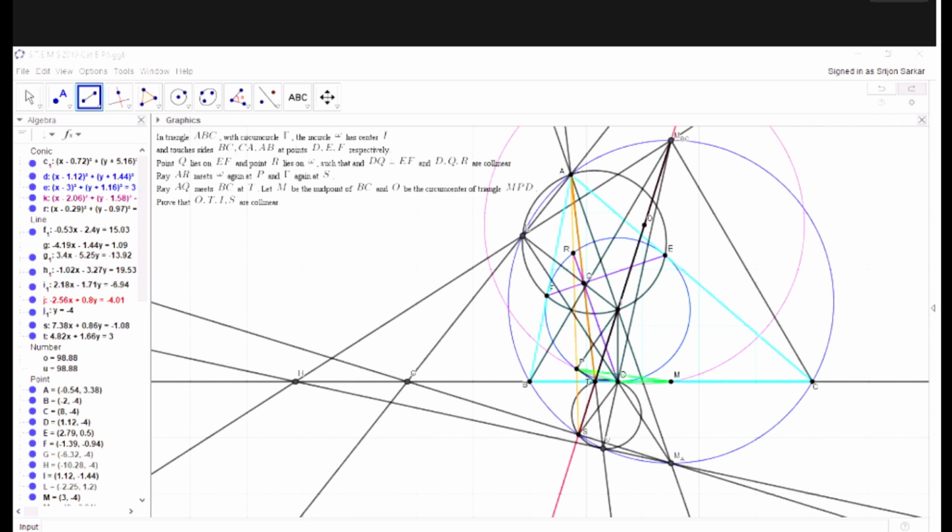Now note that we have defined L to be the intersection of AFE and the circumcircle of ABC.